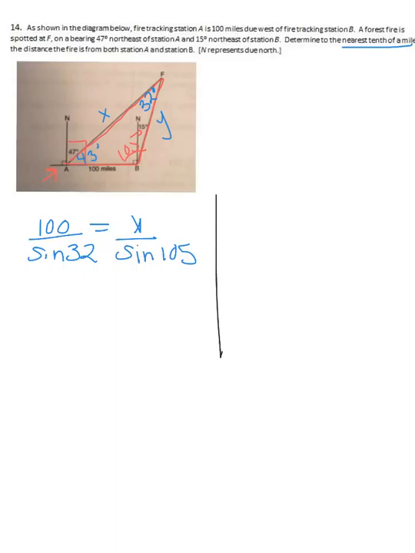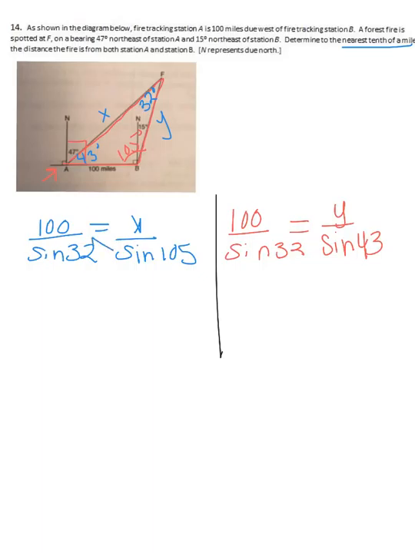I'm going to need that angle because I have the side that's across from it, which is 100 miles. So I have 100 over sine of 32 is equal to x over the sine of 105. And for my second law of sines part, I'm going to use 100 over sine of 32 and set that equal to y over the sine of 43 degrees. Go ahead and cross multiply in order to solve for each of the variables.